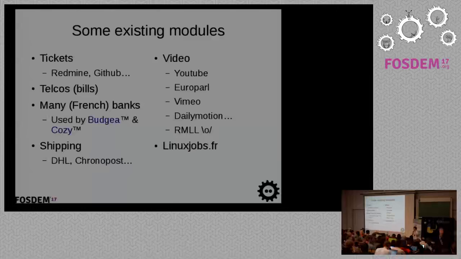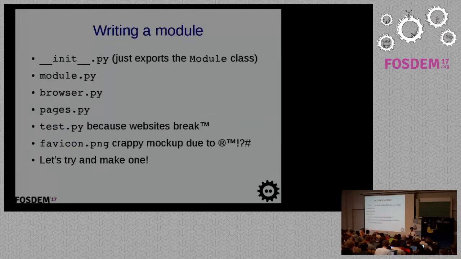There are also shipping providers, so you can actually use Weboob to track your shippings, and video, of course, even with the Libre Software Meeting videos. I looked at the FOSDEM site, but it doesn't really have a search field, so it wouldn't really be very useful. And then you can even search for jobs.